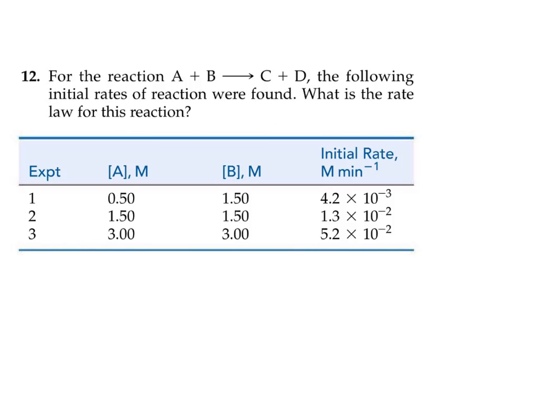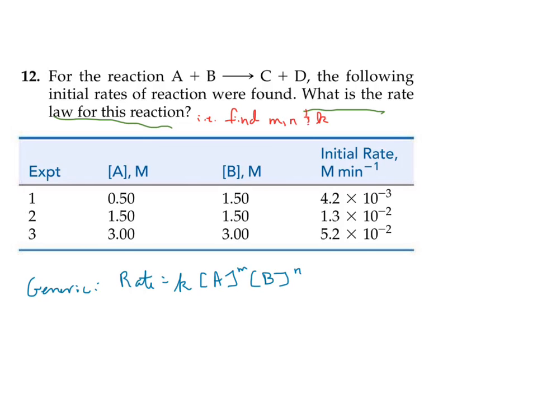All right. So this is 12, and you're supposed to come up with the overall rate law expression. Rate law expression is the same thing. So basically, you're going to have to go whole hog and ultimately come up with a value for K, and a reaction order for A and B. Generically speaking, the rate would be equal to some rate law constant K times the molar concentration of each of the reactants raised to their individual reaction orders.